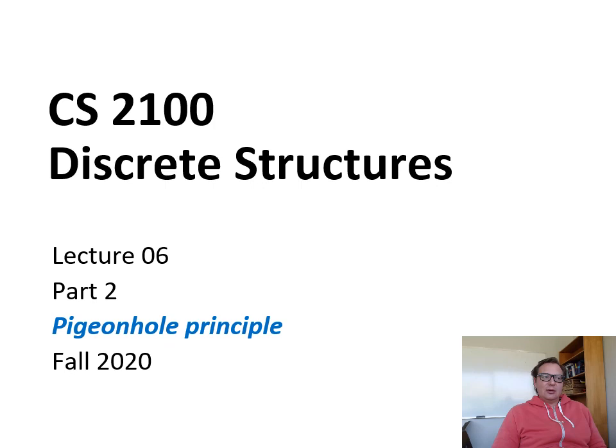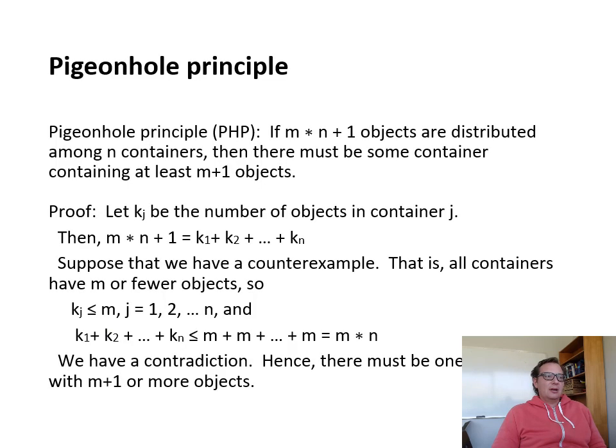Okay, so let's take a look at what the pigeonhole principle is all about. The pigeonhole principle, or PHP, I'll use this abbreviation a lot, tells us that if m times n plus 1 objects are distributed among n containers, then there must be some container containing at least m plus 1 objects. If you think about this, it's pretty obvious that this is the case, but we can also do a simple proof to actually prove that the pigeonhole principle works. And we'll use proof by contradiction to do this.